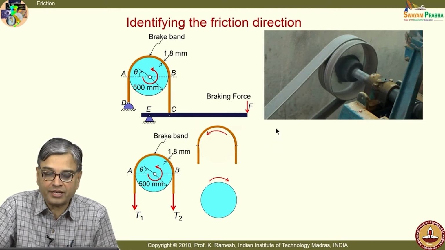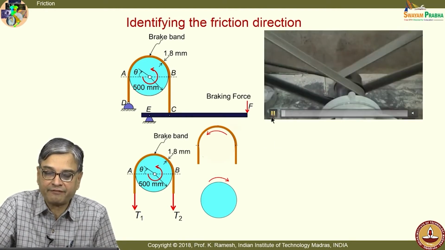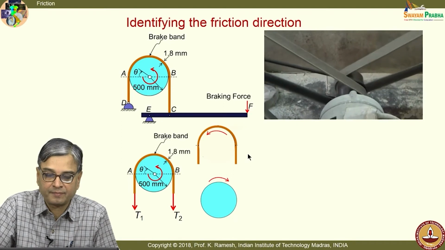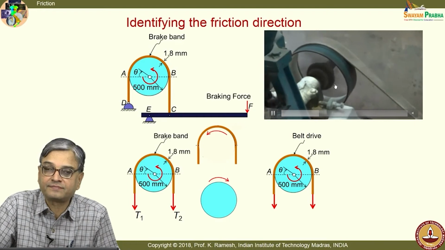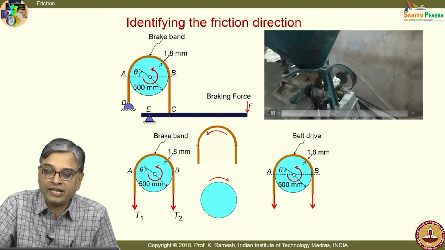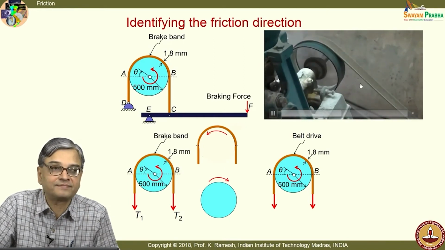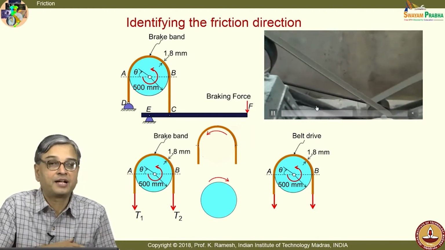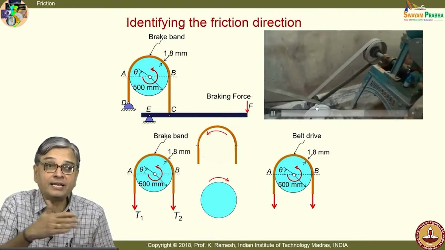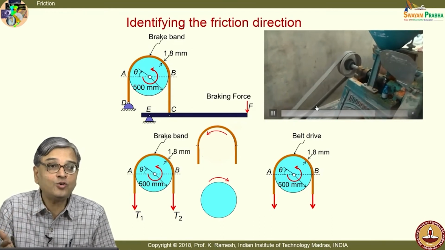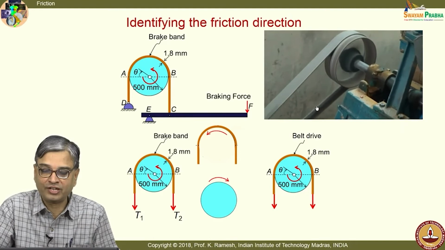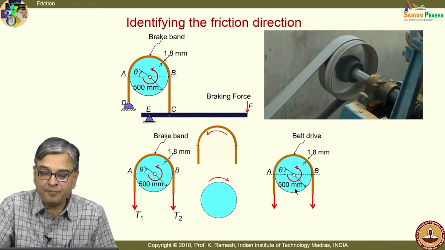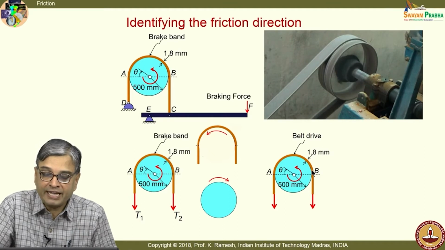Now, let me go to the belt drive, and I am looking at a driven pulley. This pulley is driven by the belt. So, the friction is brought in by the belt to drive the pulley. It is a driven pulley. So, in this case, the drum is rotated in anti-clockwise direction by the belt.